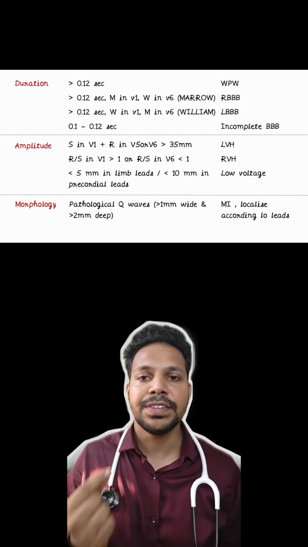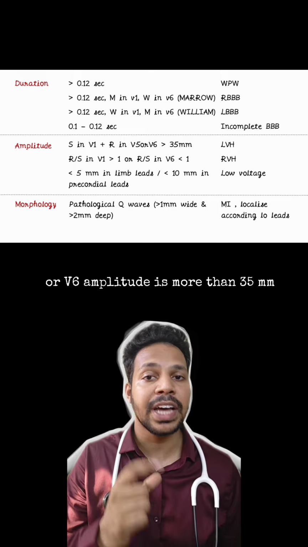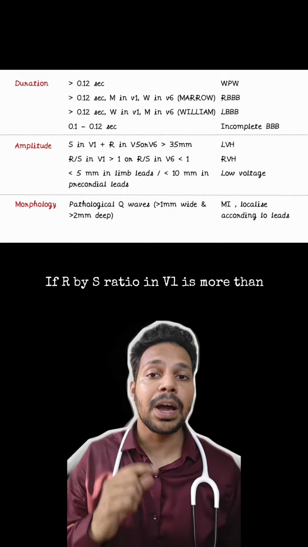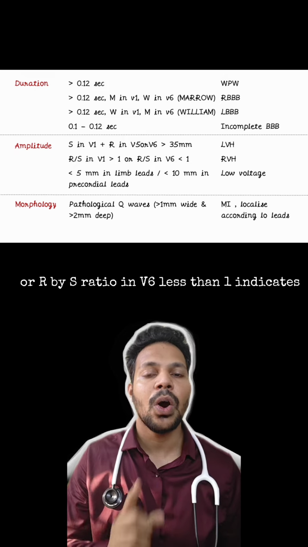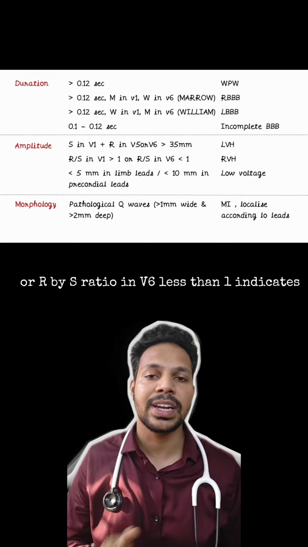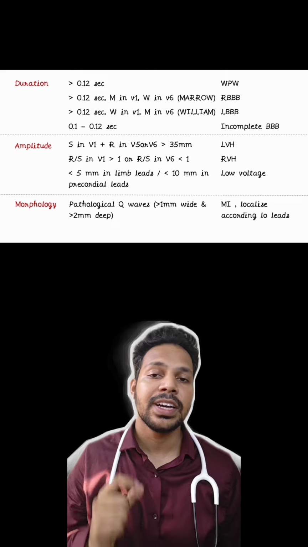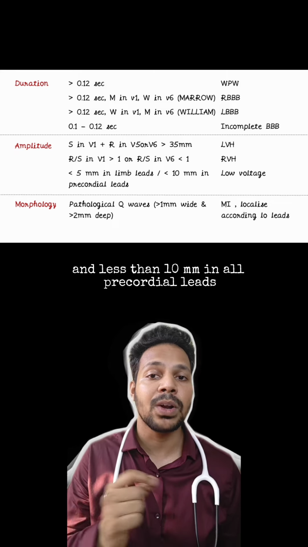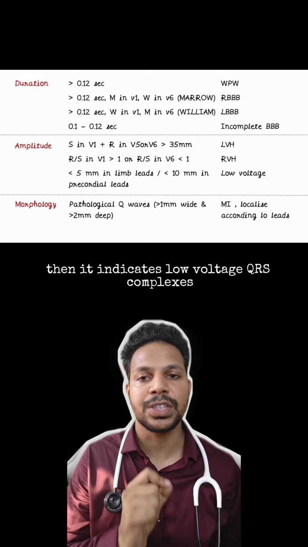Now amplitude. If S in V1 plus R in V5 or V6 amplitude is more than 35 mm, then it is left ventricular hypertrophy. If R by S ratio in V1 is more than 1 or R by S ratio in V6 less than 1, indicates right ventricular hypertrophy. If the QRS amplitude is less than 5 mm in all the limb leads and less than 10 mm in all precordial leads, then it indicates low voltage QRS complexes.